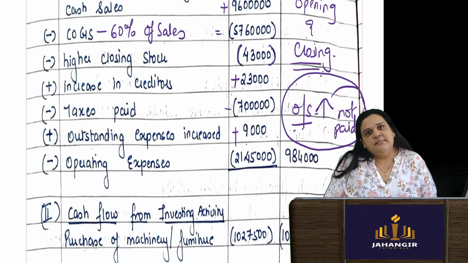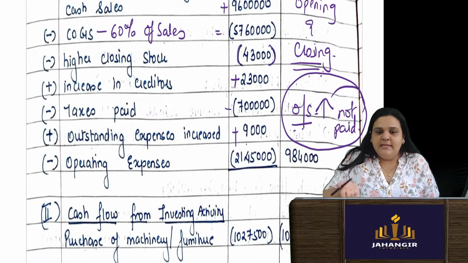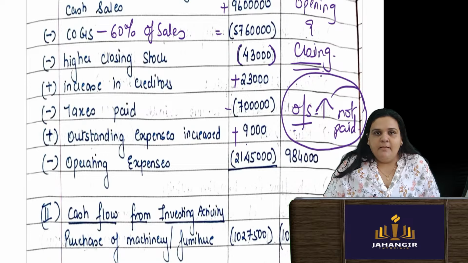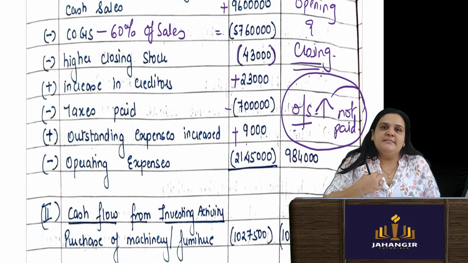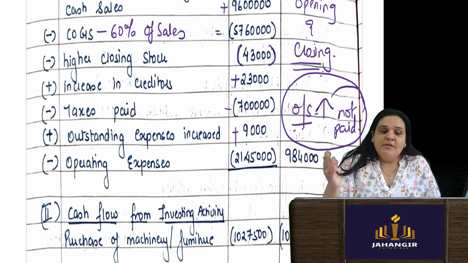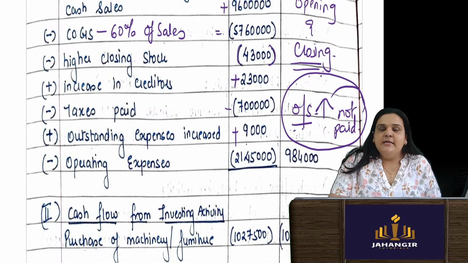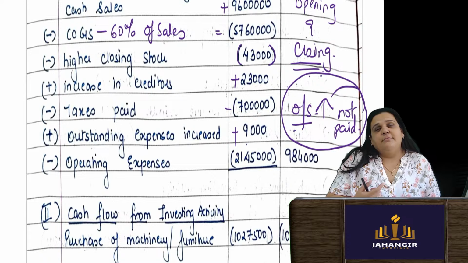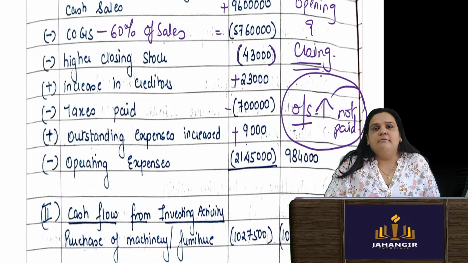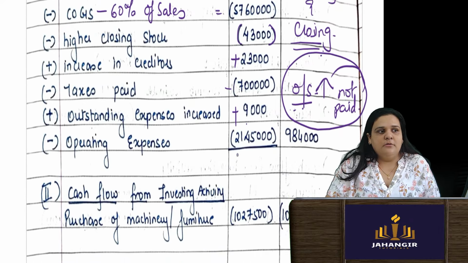Outstanding expenses increase. Even the creditors have the same effect. Since there is an increase in the creditors, I will put an addition sign to my cash flow. Why addition? Because to that extent that money is staying with me, not moved out. Otherwise, I would have had to pay. Even for the closing stock, being my current asset, if it is staying with me more, that means I am blocking the money. Money is not coming in. So to the extent of 43,000, it is considered as money gone out. You must have purchased this stock, right?